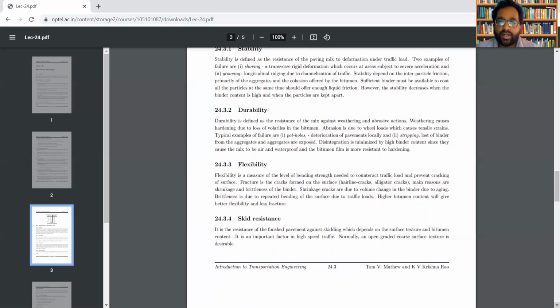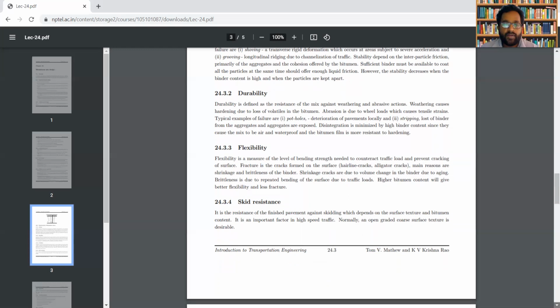And another important factor regarding durability: one is the appearance of potholes and the other one is stripping. Stripping means bitumen is getting peeled off from the aggregate particle. So if bitumen is getting peeled off, what will happen? The aggregates are getting exposed to the atmospheric action. Now, in order to minimize the disintegration, a high binder content is necessary. This high binder content will cause the mix to be air and waterproof, and the bitumen film is more resistant to hardening.